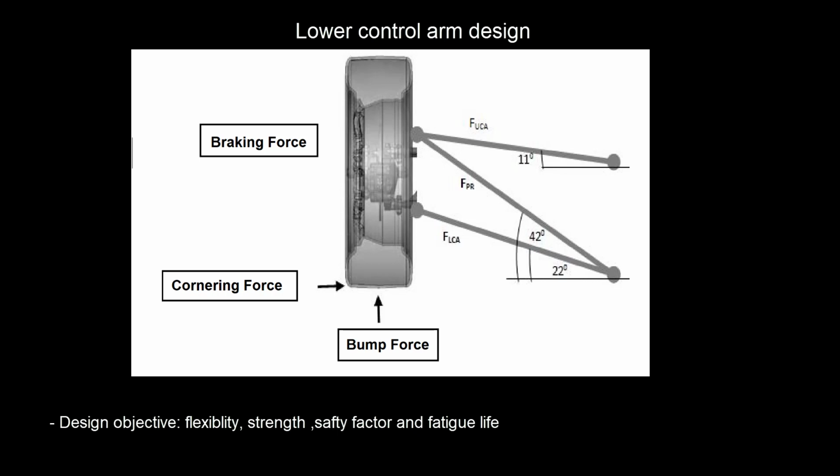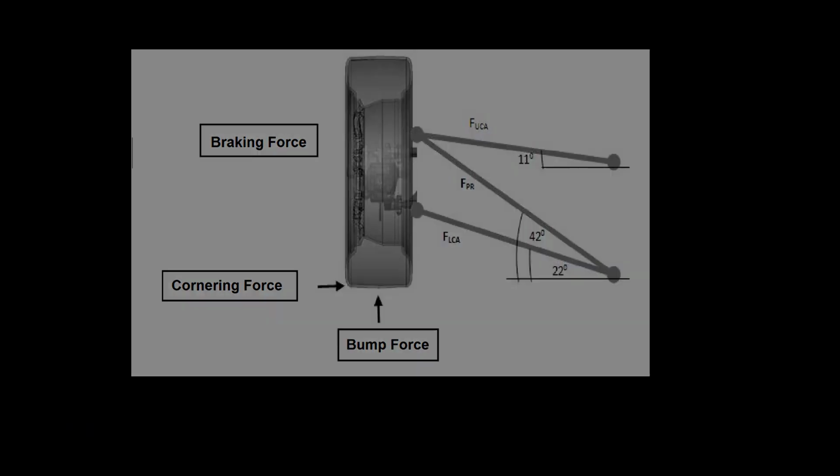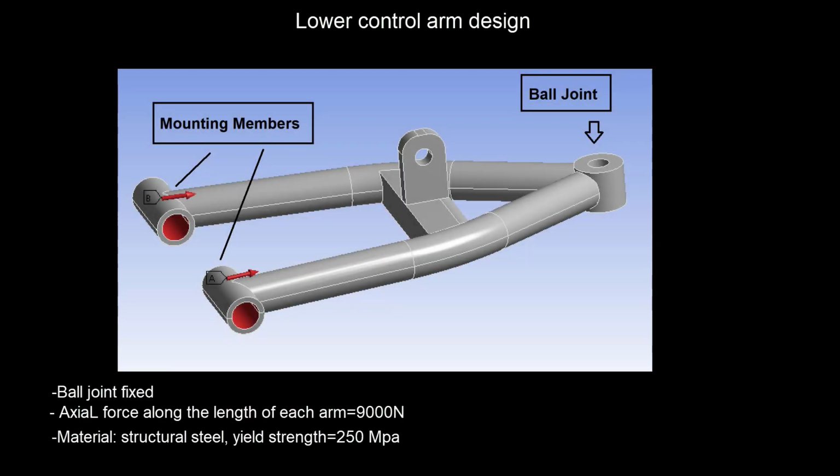Here you can see the whole suspension system with all active forces on one wheel, including bump force, braking force, and cornering force, which comes from the centrifugal action of the whole car. To find the active force on each member, first you need to use the ANSYS rigid body dynamics tool or just a simple free-body diagram to calculate the reaction force for each joint. Then you can use those reaction forces and calculate the resultant force for each member. Here, for the lower arm, the resultant force will be 9,000 Newton along the length of each arm.